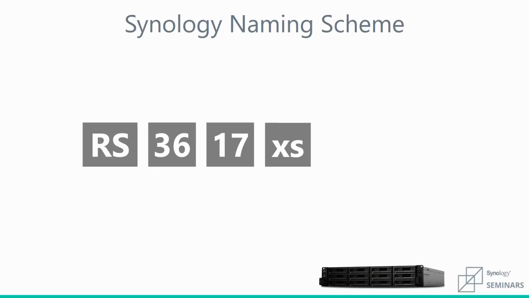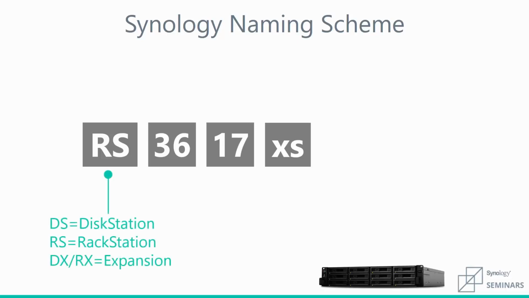In the beginning of any of our product names is going to be the form factor. Either we have the RS or the DS. DS stands for DiskStation, or a more desktop form factor. RS stands for RackStation, or a unit that is meant to be mounted in a rack solution. We also have DX and RX for our expansion units as well.